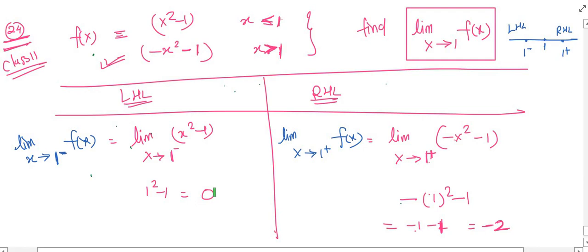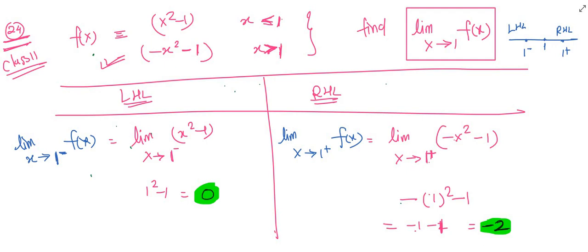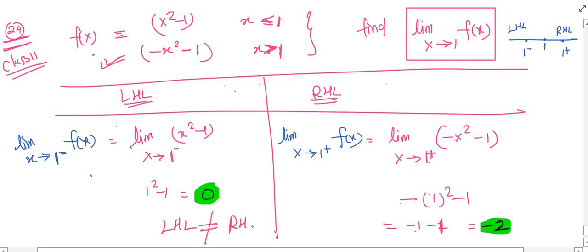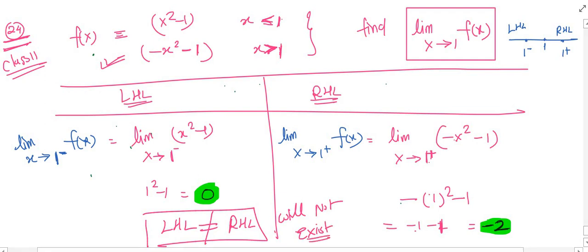So you can see here LHL is 0 whereas RHL is minus 2. So can we say that LHL is not equal to RHL? That's why the limit will not exist. This is the answer. Okay, next question.